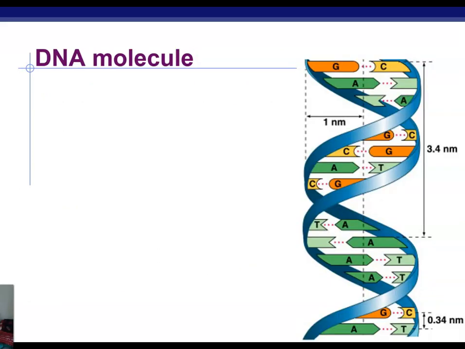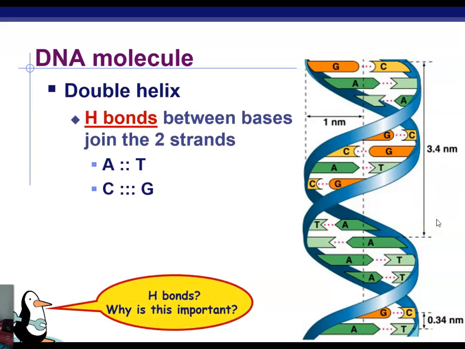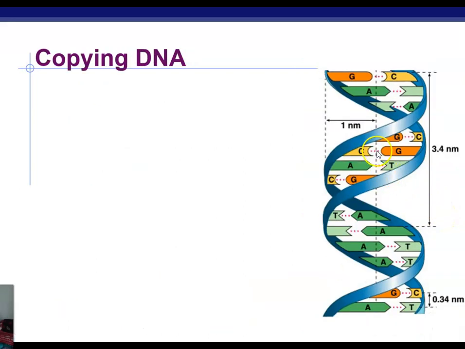So there's our DNA molecule. Looks very pretty. It's very small. These measurements are in nanometers, and nanometers are 10 to the negative 9, so it's really, really small. So those hydrogen bonds then join those 2 strands together.